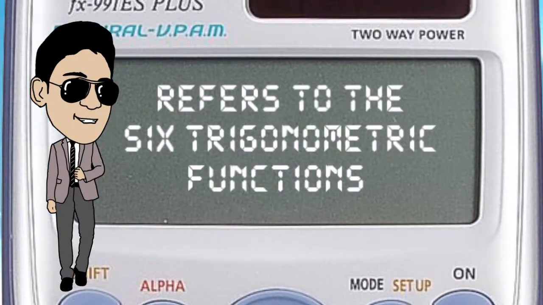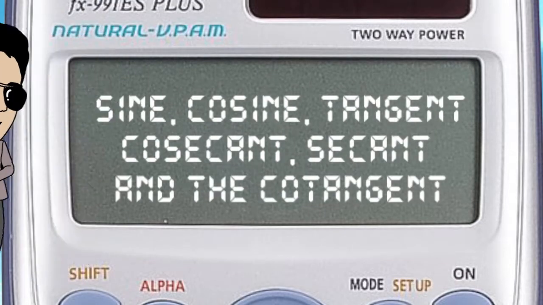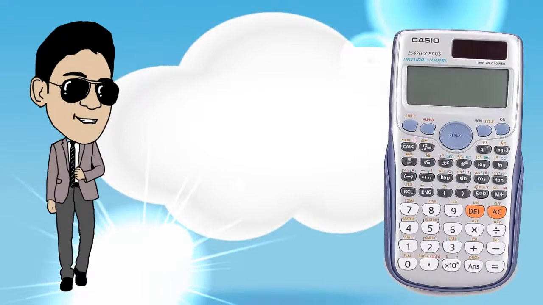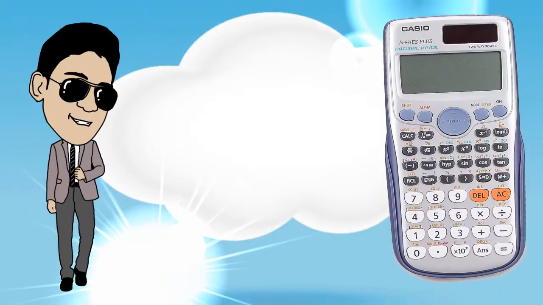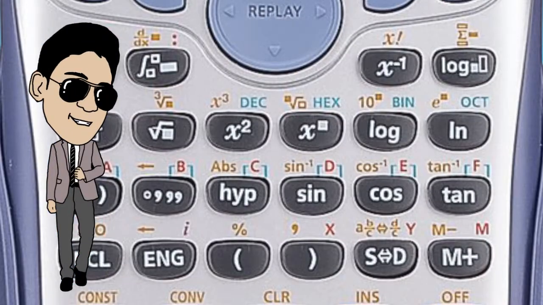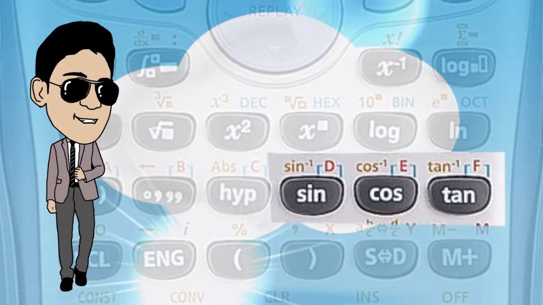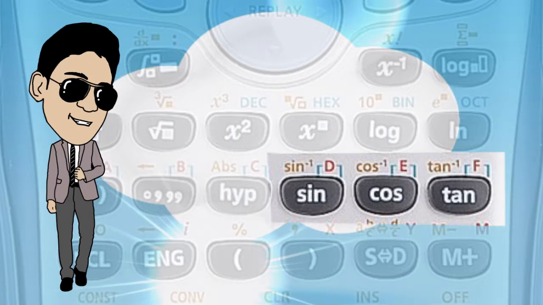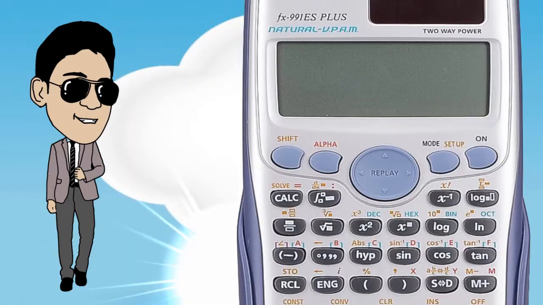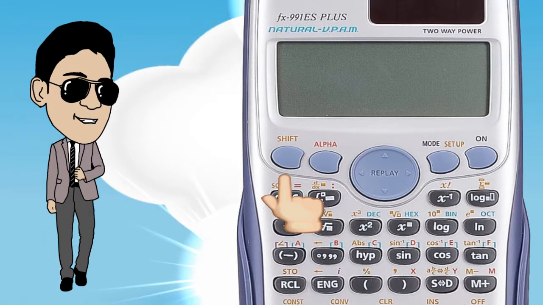Next is trigonometric function. This refers to the 6 trigonometric functions called sine, cosine, tangent, cosecant, secant, and cotangent that can be used to determine the unknown side or angle of a triangle. Here are the key functions involved: the sine, cosine, and tangent. To find the inverse, for example the inverse of sine, just press shift and then sine.